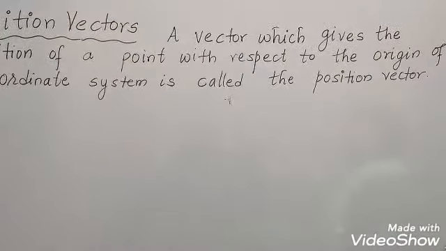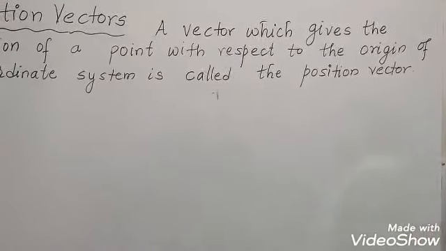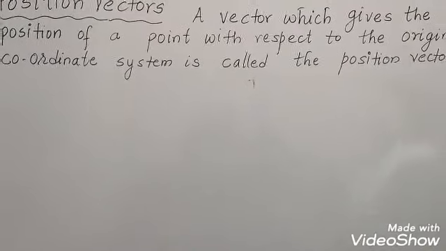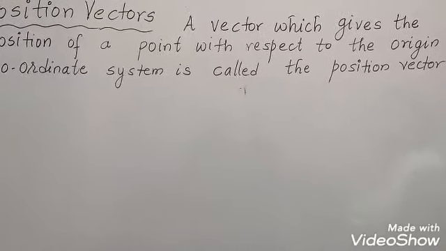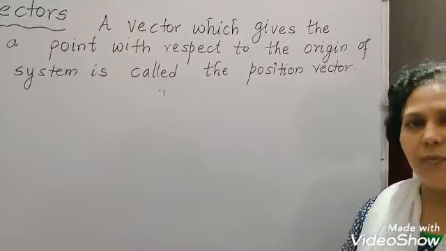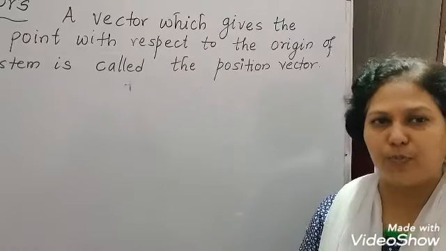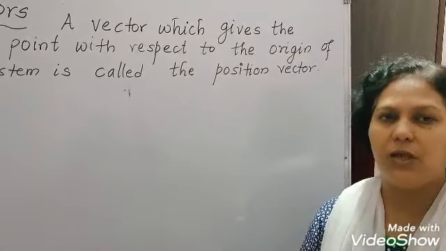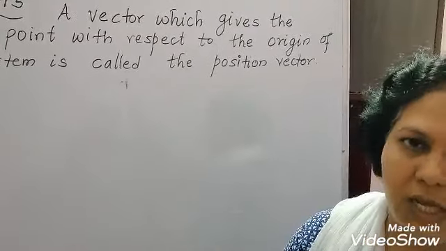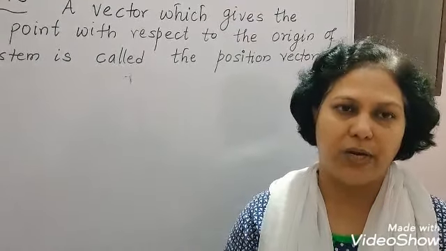We'll see now position vector. A vector which gives the position of a point with respect to the origin of the coordinate system is called the position vector. Or simply, where we have to describe the position of a point from the origin, what we require is the magnitude and the direction, in which direction the point is.